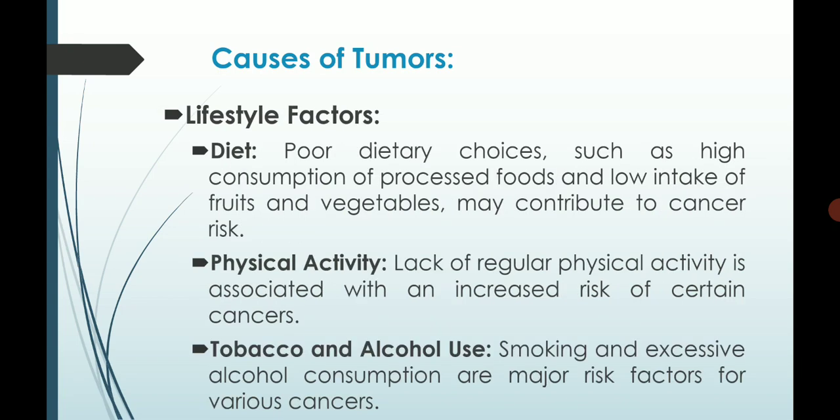And the next one is lifestyle factor. Under the lifestyle factor, there are three things. One is diet, second one is physical activity, and third one is tobacco or alcohol usage. So in the diet, if you see improper diet choices, sometimes people will be consuming more amounts of food, like high calorie food or high nutritional food consumption, which may lead one person to acquire this kind of tumors or cancers.